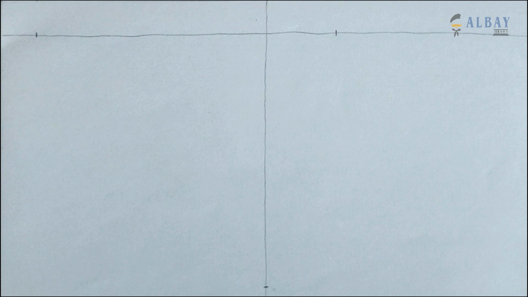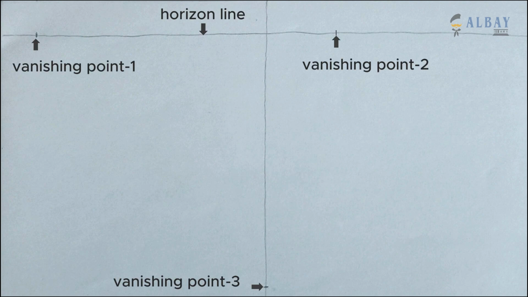Well, up to now we applied two important rules of perspective, the horizon line and the vanishing points. Without them, you can't draw in three-point perspective.